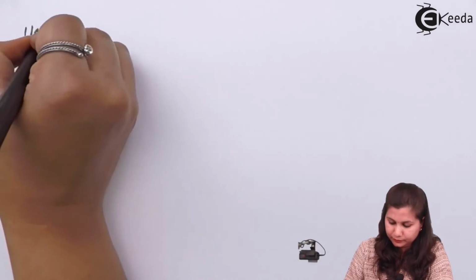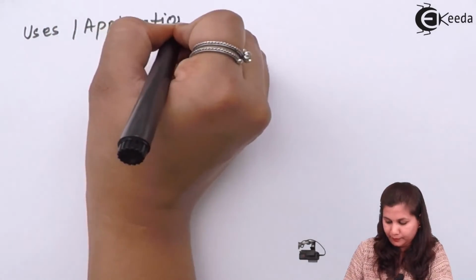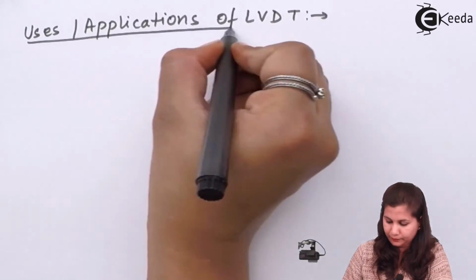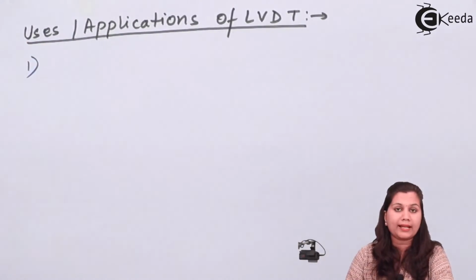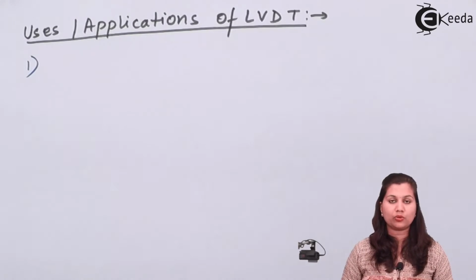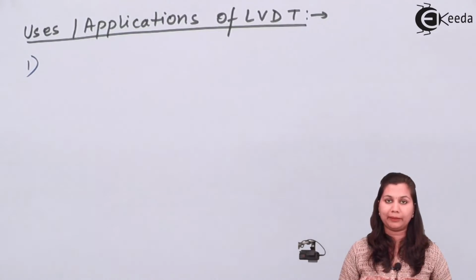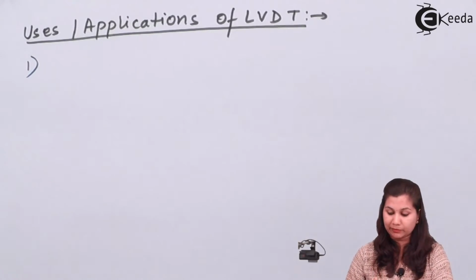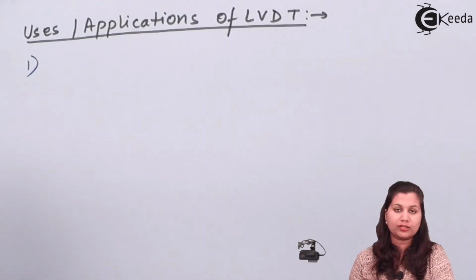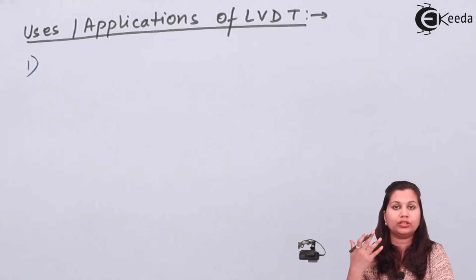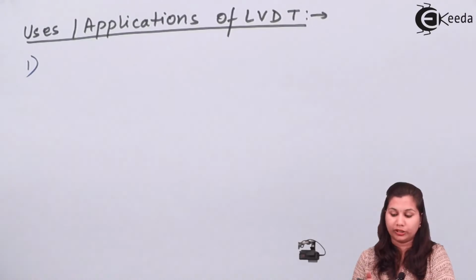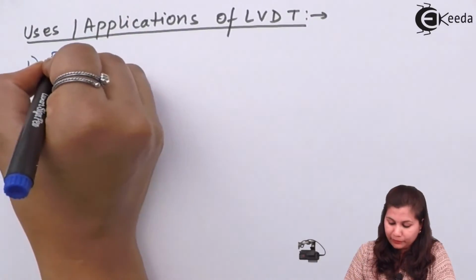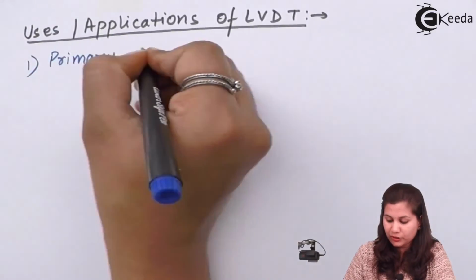Now let us see some of the applications and uses of the LVDT, in what fields we can use the linear variable differential transformer. As the LVDT measures displacement, it can be used in a wide variety of applications wherever we want to measure displacement. And it acts as a transducer, so the displacement is converted into an electrical signal, a voltage. So it can be used as a primary transducer and also as a secondary transducer.